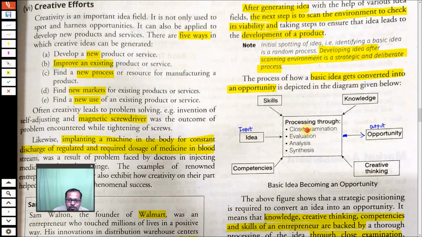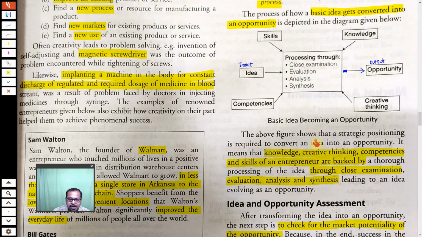And it will go through a process. Which is this process? These skills, knowledge, competencies and creative thinking will go through the process of careful examination, evaluation, analysis, synthesis, and then ultimately we will get an opportunity, or we can confirm that this idea is viable and there is an opportunity. So if the idea is viable, there is an opportunity. So I hope you are able to understand the meaning of this diagram.